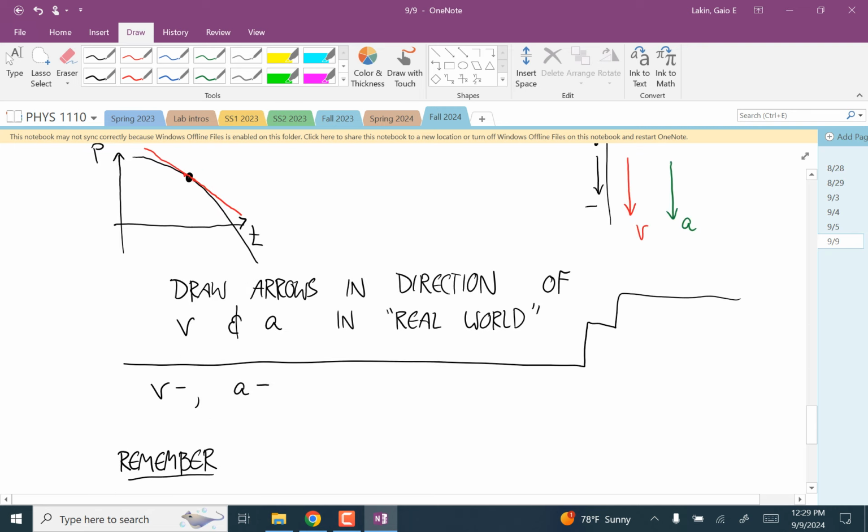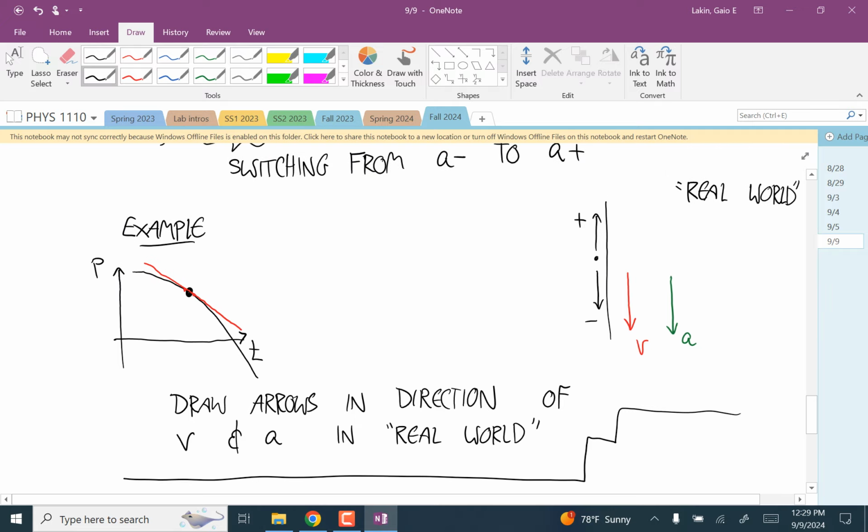Okay, what about the next one? Is it possible that this is constant acceleration? Yeah, it's concave down the whole time. We don't know what value it is. We'd have to do the math to figure that out. But at least from what we see, sure, it's possible that that's constant acceleration.